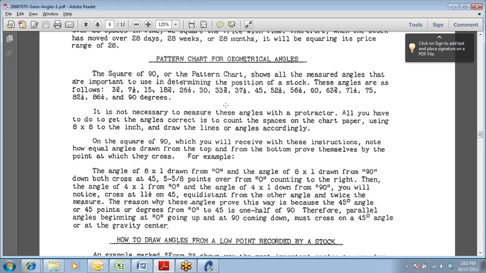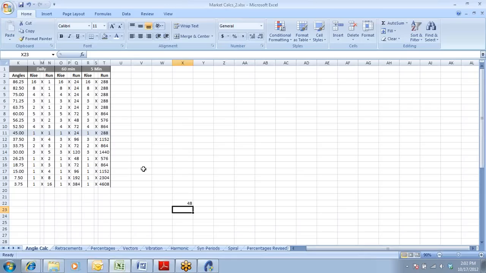The first thing I did is I went to Excel and put in the angles, and then I literally took out a piece of grid paper and a protractor, drew the angles, and figured out the rise and run that corresponded. So when I drew out an 86.25 degree angle, it's 16 up by 1 over, so that's a 16 by 1 angle. I did that with all of them, as you can see. The first step was translating what degree from Gann's original work is the 1 by 2, the 2 by 1, etc. That's for the daily.